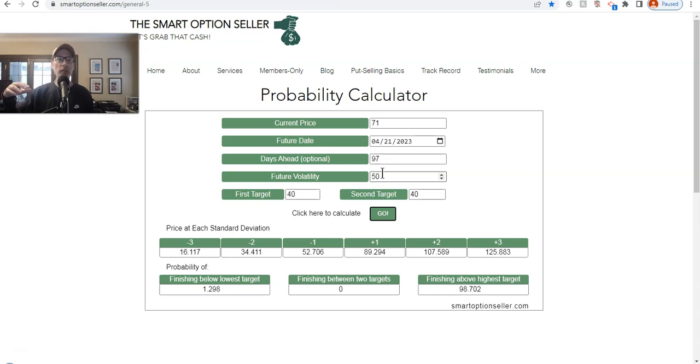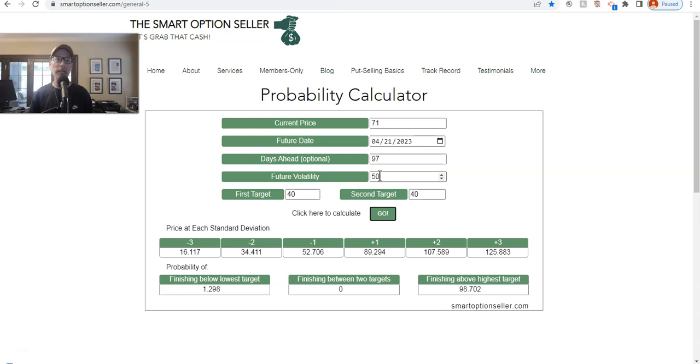Future volatility, or volatility of a stock, basically tells you how erratic a stock has been over a period of time. Okay, what the 50 means, this is a percent. This means 50%. You don't have to put in the percentage sign, just put in the number 50. This tells you that AMD is predicted to fluctuate 50% higher or lower from its current price over the next year. Okay, and that's a pretty big range.